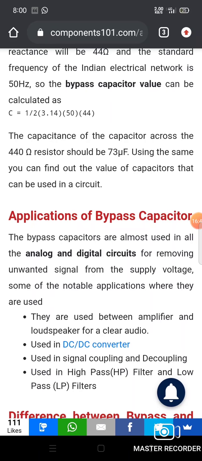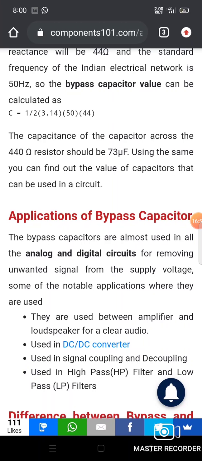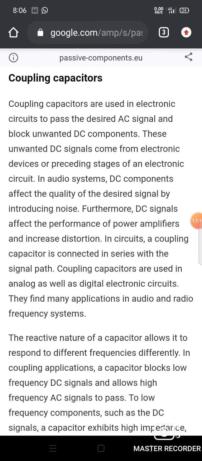Next, they are used in DC to DC converters, in signal coupling and decoupling, and in high pass filter and low pass filter circuits. In low pass filter circuits, consider the capacitor between the two terminals as a shunt connection. So the bypass capacitor is possible in those network formations. These are a few applications of the bypass capacitor.